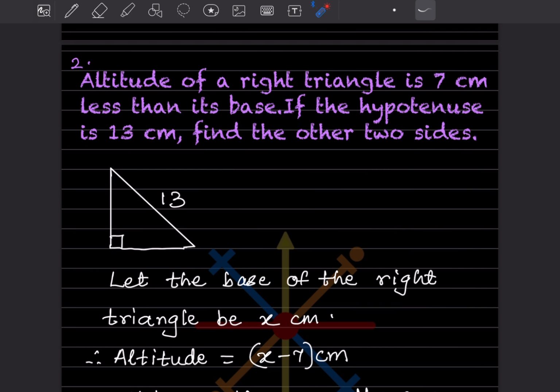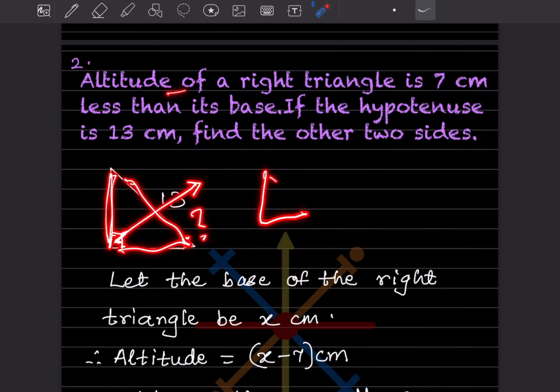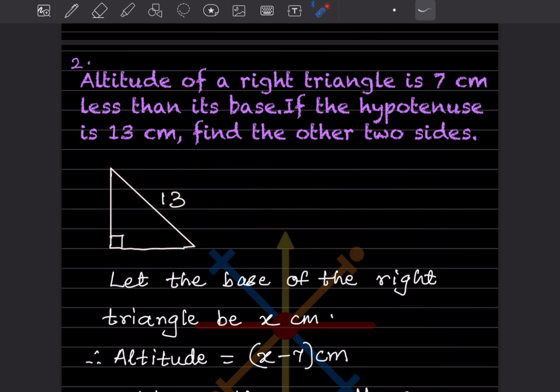Altitude means this, the height of it. And this is the base of it, and this is the hypotenuse. Why is this the hypotenuse? Because this is 90 degrees. Whenever this is a right angle, it means this is going to be 90 degrees. The side opposite to the 90 degrees is going to be the hypotenuse. So this hypotenuse is given as 13.